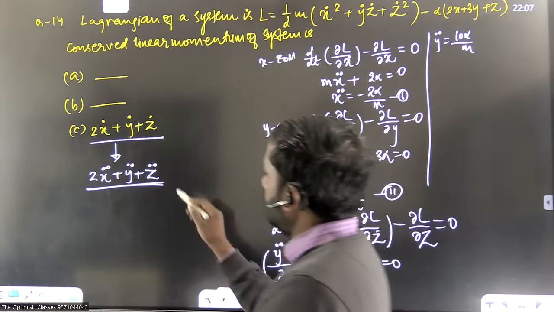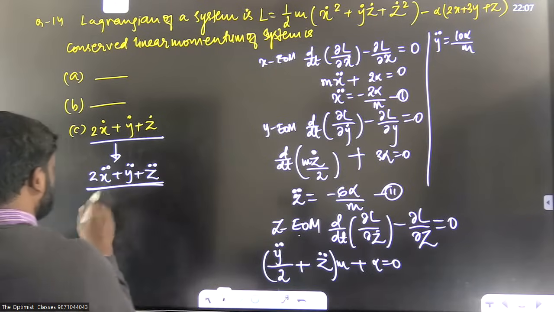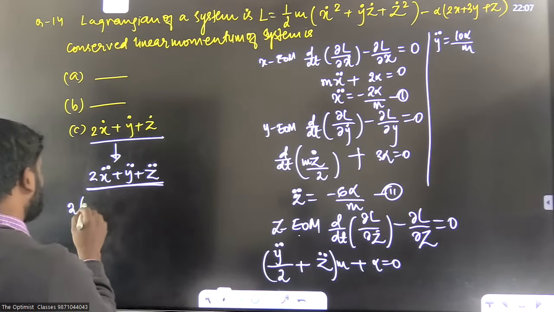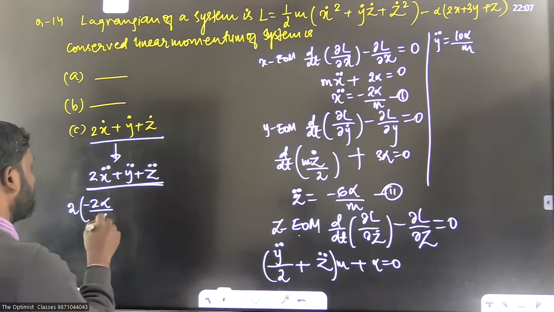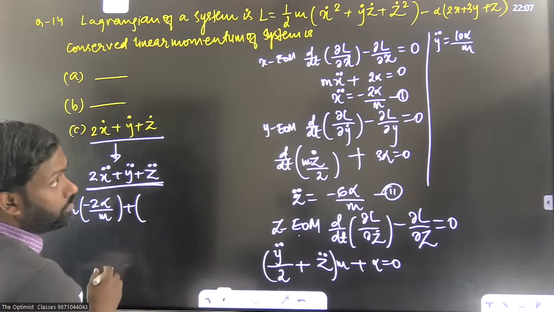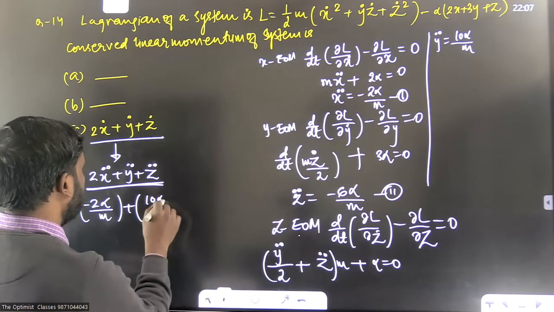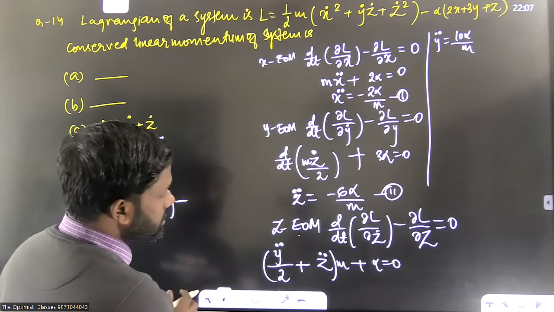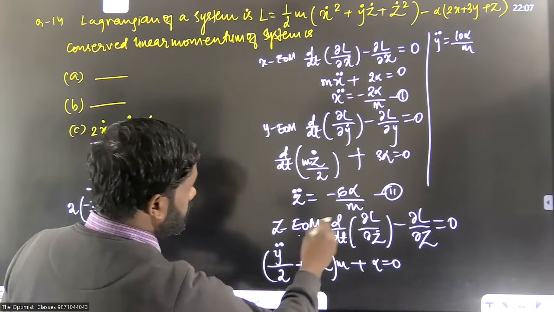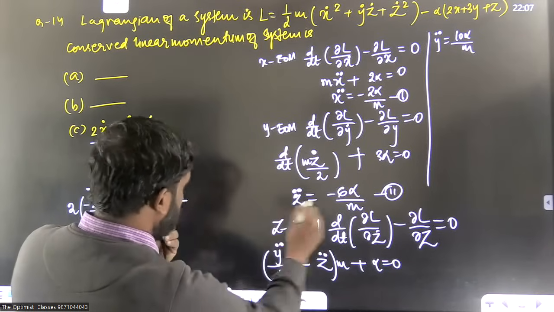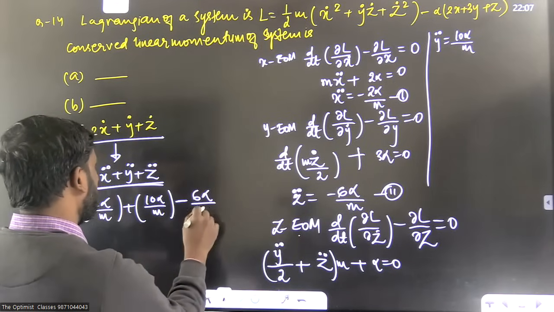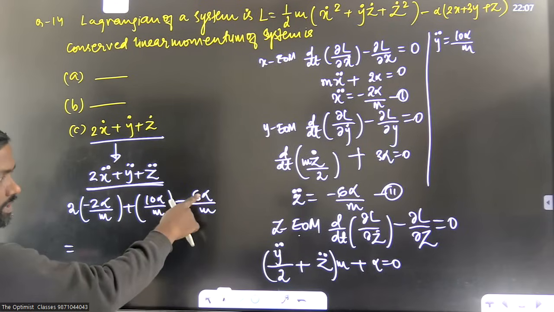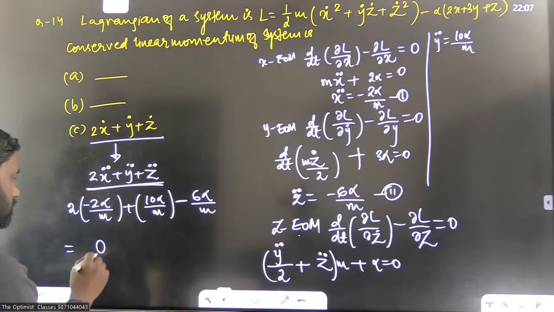So now let's put all the values here in this one. 2x double dot, see x double dot we have gotten to be equal to minus 2 alpha by m, and plus y double dot we have gotten that is 10 alpha by m, and z double dot we have gotten, how much? This z double dot was minus 6 alpha by m. Yes. So now you see minus 4 alpha and minus 6 alpha, 10 alpha and 10 alpha cancel out. So this is 0 actually.